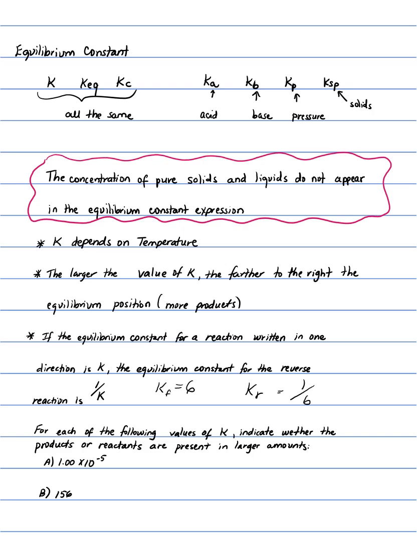So you have two problems at the end. And in these two problems, what is being asked, okay, you have a numerical value for K. First one, 1 times 10 to the minus 5. Second one, 156. Just looking at that number, write down if you have more products or more reactants when that equilibrium is happening.